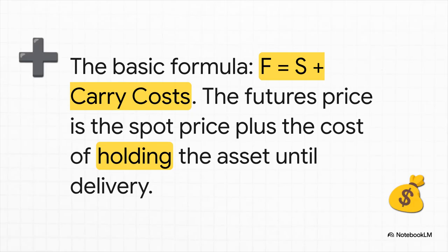The basic formula for pricing a futures contract is actually pretty simple. It's the spot price, that's the price for buying something right now, plus something called the cost of carry. So what's that? It's just the cost of holding on to the asset until the future delivery date. So for a stock, that's mainly the interest you'd have to pay on the money you use to buy it. For something physical, like gold, it could also include the costs of storage and insurance.